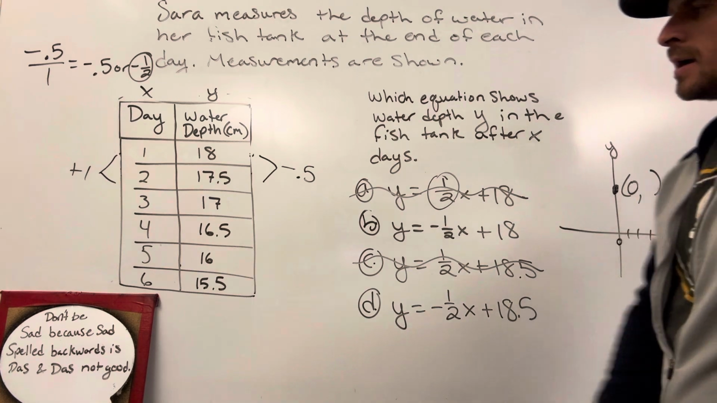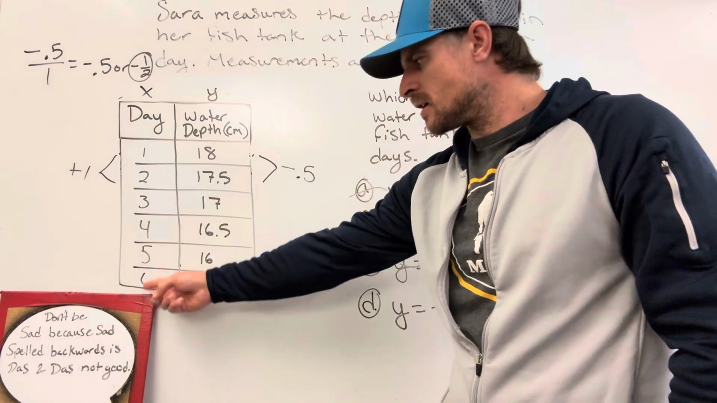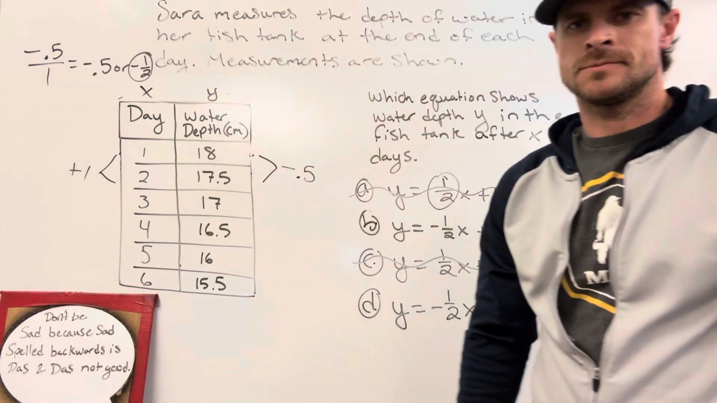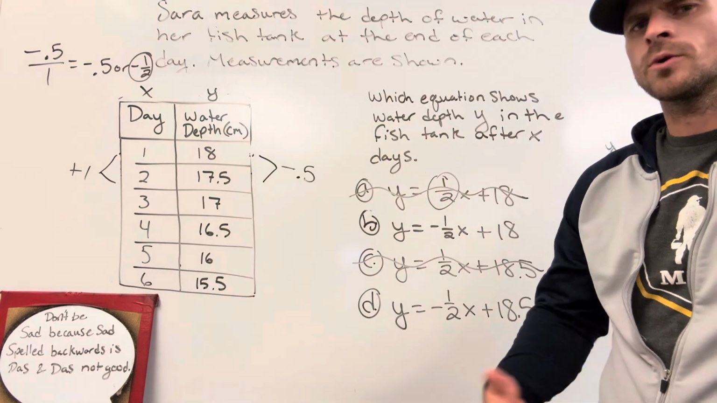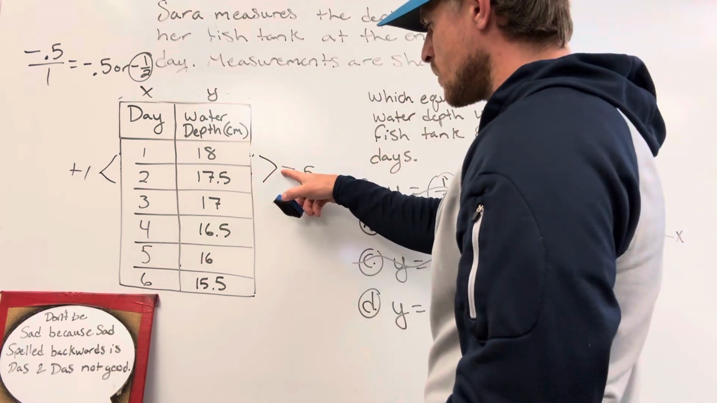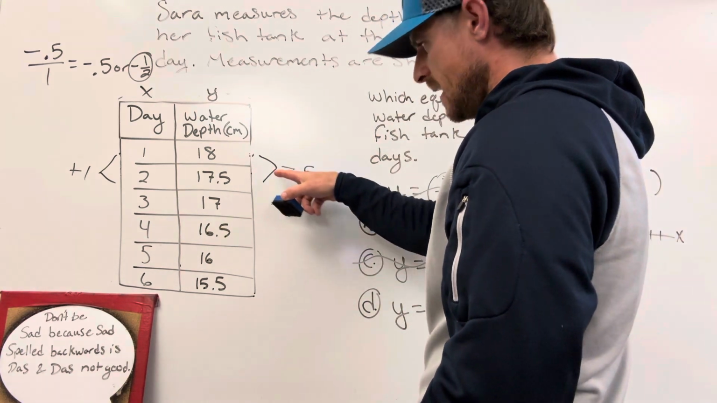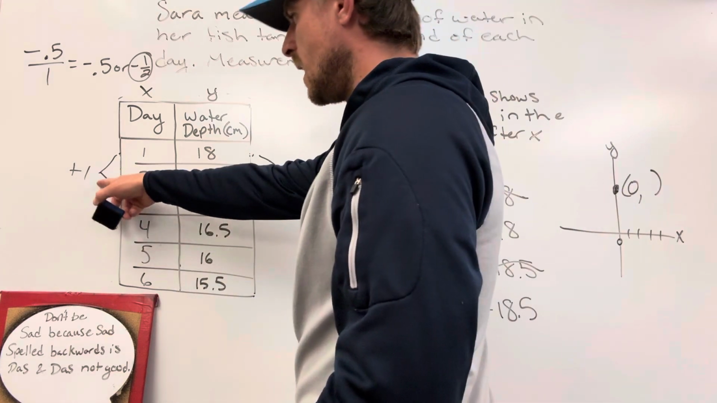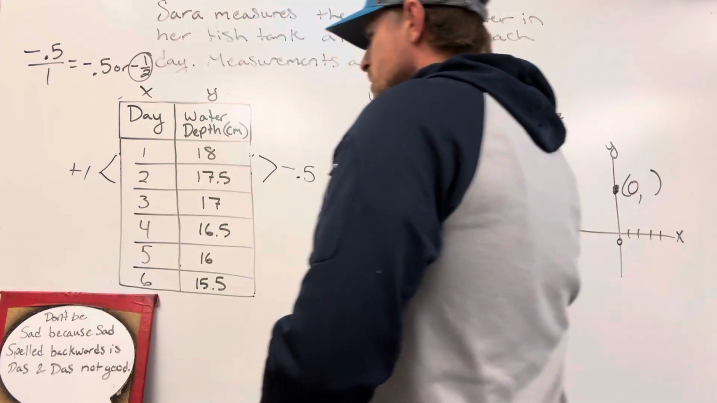Okay, so I look over here and I just look for 0. They didn't give it to me. So what do I do in a situation like this? We work backwards. If we're going down 5/10 every time and going up 1 every time, we just work backwards.